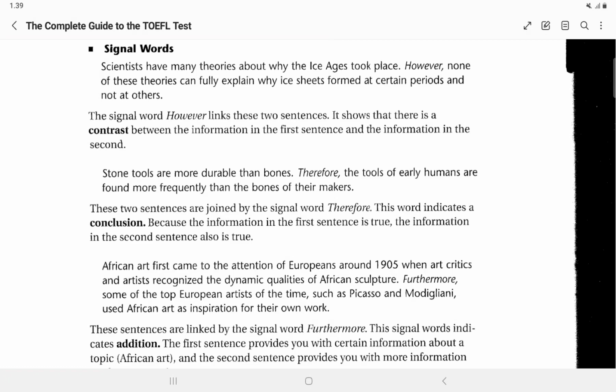Okay, contrast. Scientists have many theories about why. Many theories, however, is the signal word contrasting the first sentence to the second sentence. And the second sentence has these theories can fully explain why ice sheets formed at certain periods and not others.